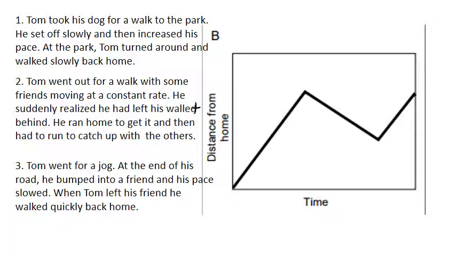Tom went for a jog. At the end of his road, he bumped into a friend and his pace slowed. When Tom left his friend, he walked quickly back home. Take a second, think about which one you think it might be.